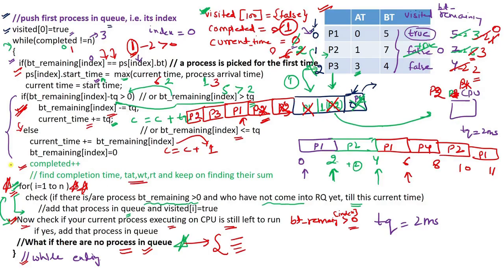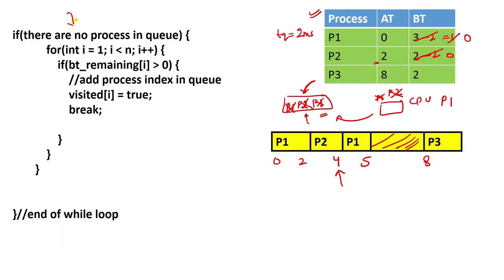So at this time we come here and see that no new process has arrived inside the queue. That means the queue is empty. We will come to this part, which says that if the queue is empty, you scan this whole array again and pick any one process whose remaining time is greater than 0. You can see P3 is the process whose burst time is greater than 0.